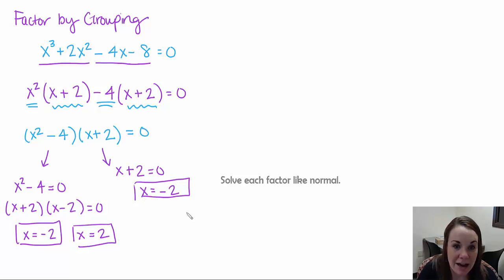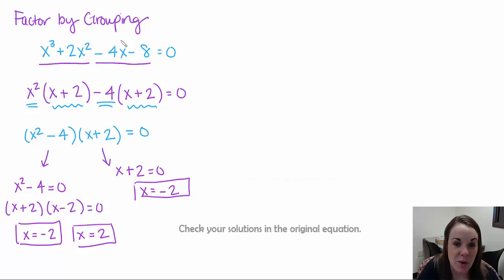And now it's important to go back and check that each of those will work in your original equation to make sure that they were in fact solutions to our polynomial. And as long as when you plug them in you get 0, they do in fact work. And when I check each of these, the negative 2 works, and so does the positive 2.